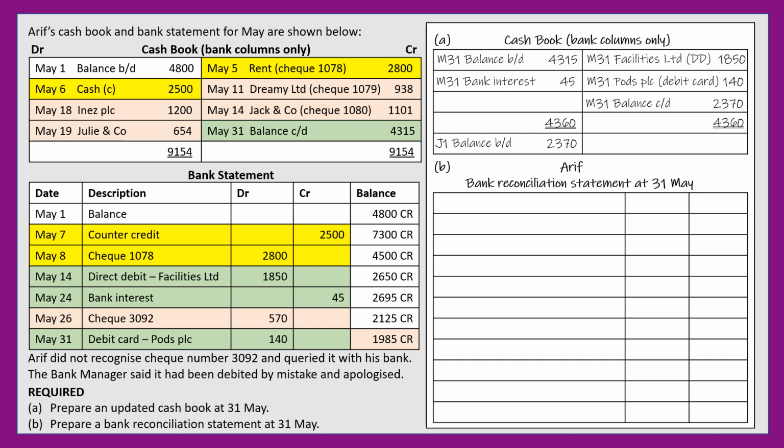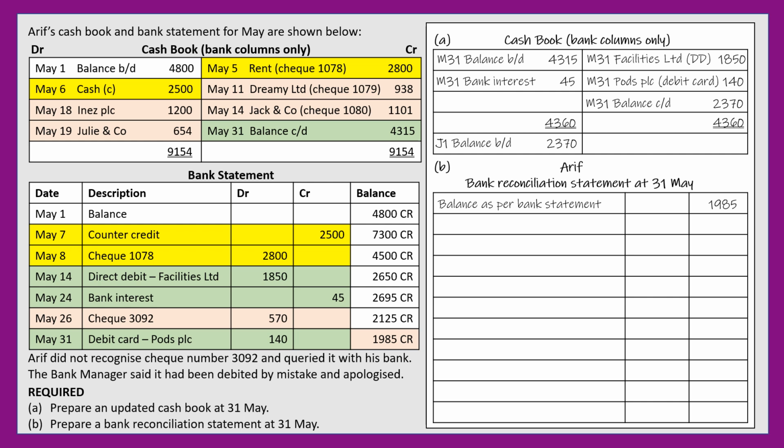So I'm starting then with the balance as per the bank statement. And according to the bank statement at the end of May, he's got 1,985. And so there's my starting figure. It's a credit. So from the bank's point of view, it's a liability. So from Arif's point of view, it's an asset. So it's not an overdraft. According to the bank, he's actually got money in his bank this time. Unlike the first video, he's got 1,985 in the bank.